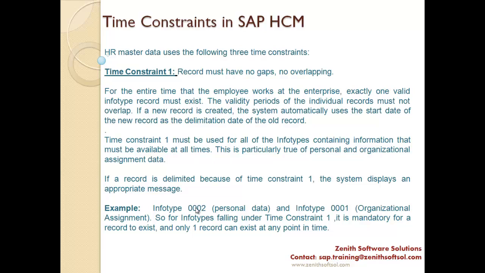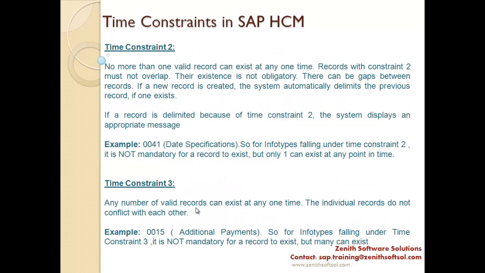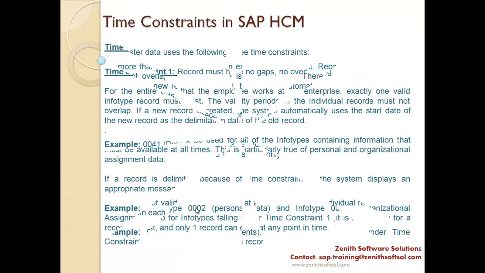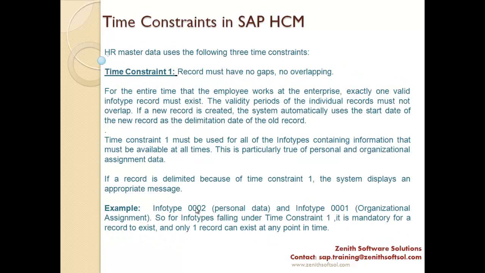So these info types always have a time constant 1, meaning that if you're trying to create a new record, automatically the previous record will be delimited. So let's see what is time constant 2. Now, before going to time constant 2, in time constant 1, the most important thing was record must have no gaps. There is no gap. Automatically, when you create a new record, the previous one gets delimited, but there are no gaps.